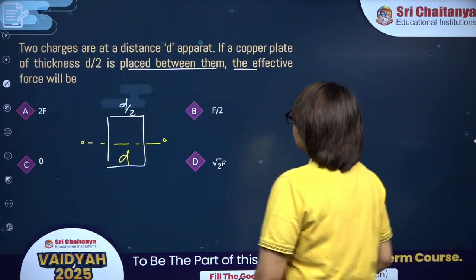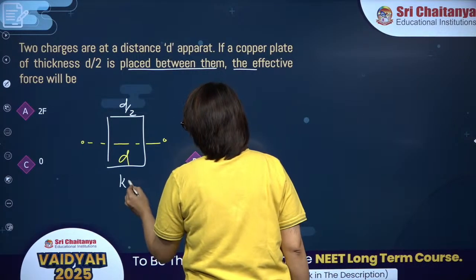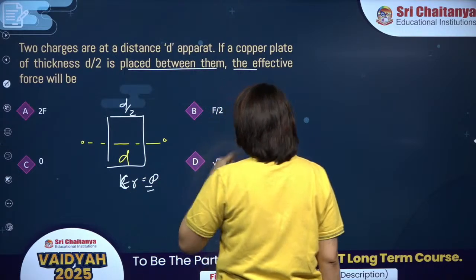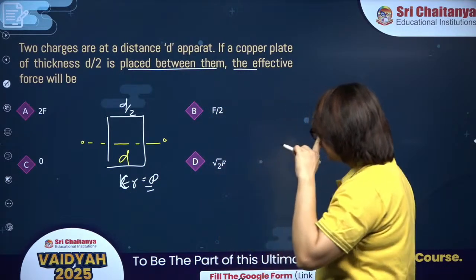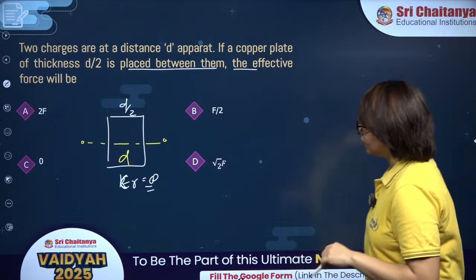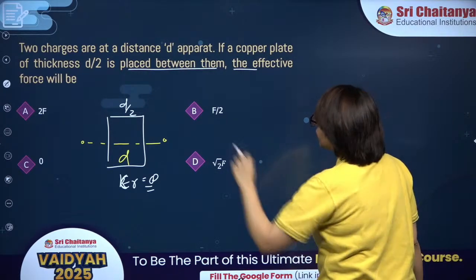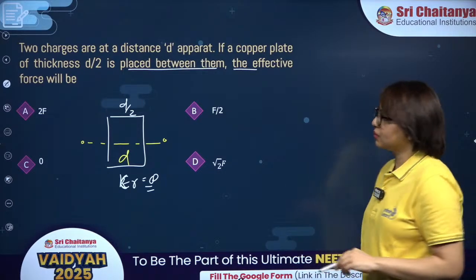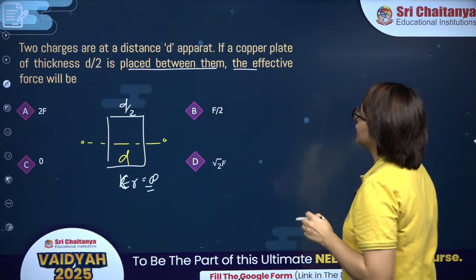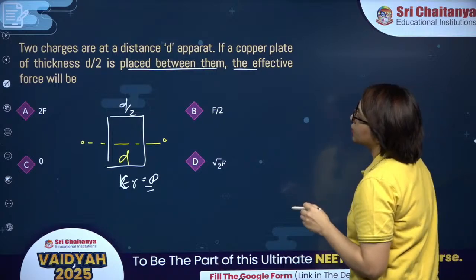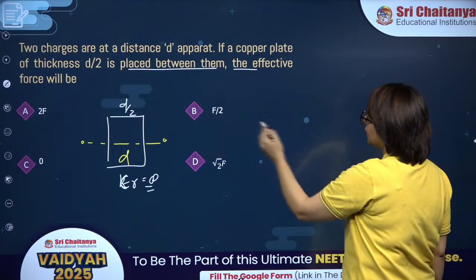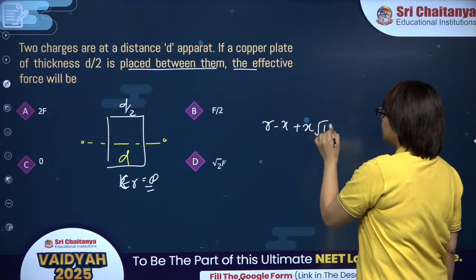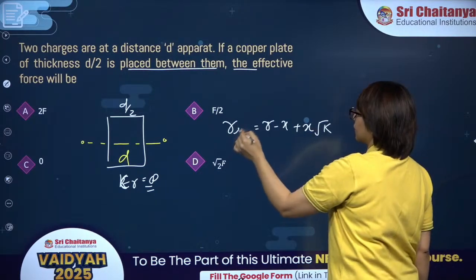We have the relative permittivity of a conductor is infinite, right? So, if epsilon r is infinite, when it goes into the denominator, the total force will be 0. The total force will be 0, right? So, effective distance with a plate in between is r minus x plus x root k. This is what we have as r effective.